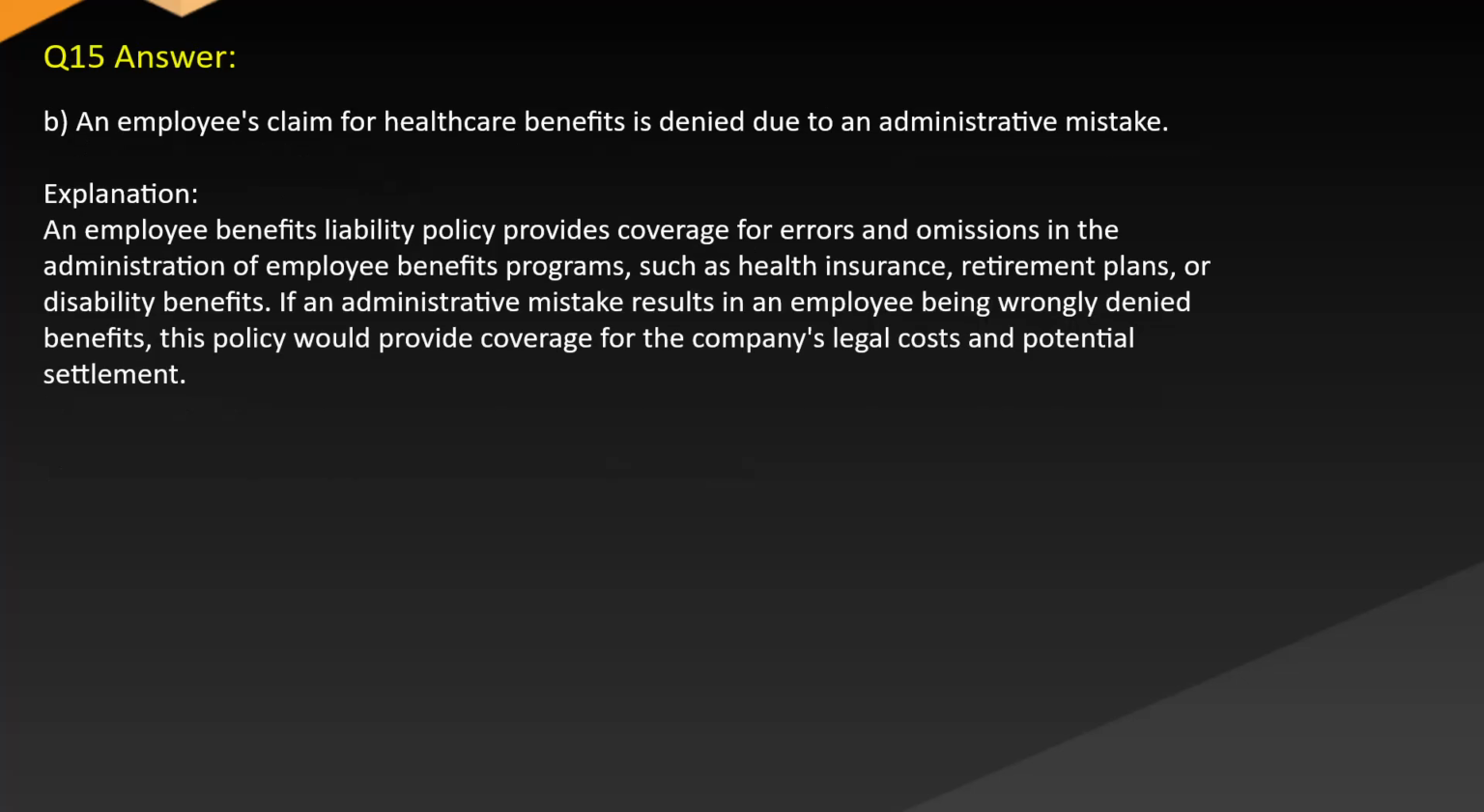Answer. B. An employee's claim for healthcare benefits is denied due to an administrative mistake. Explanation. An employee benefits liability policy provides coverage for errors and omissions in the administration of employee benefits programs, such as health insurance, retirement plans, or disability benefits. If an administrative mistake results in an employee being wrongly denied benefits, this policy would provide coverage for the company's legal costs and potential settlement.